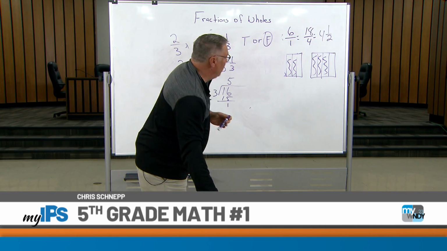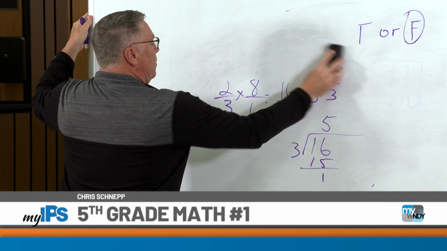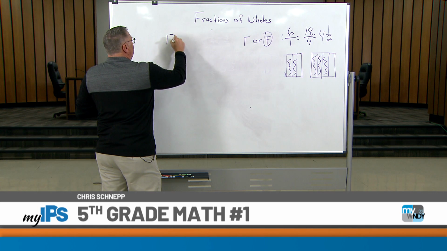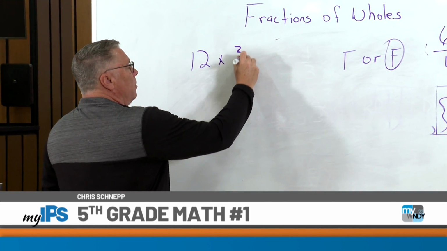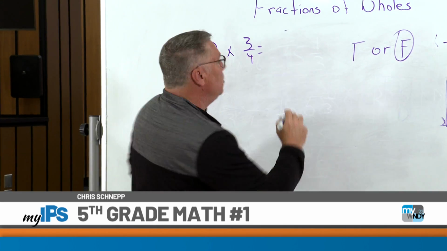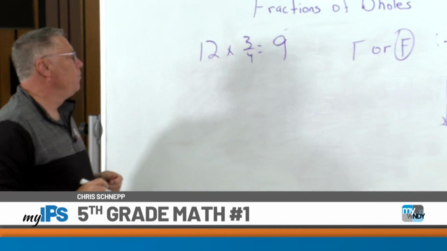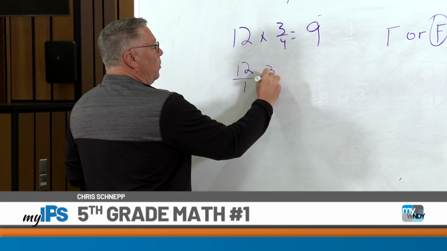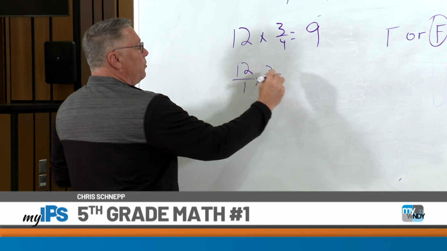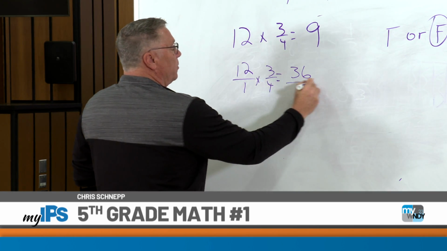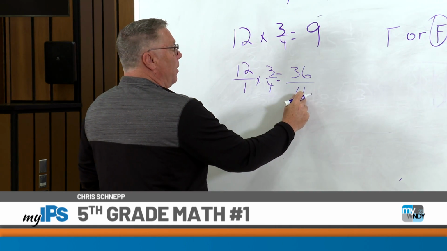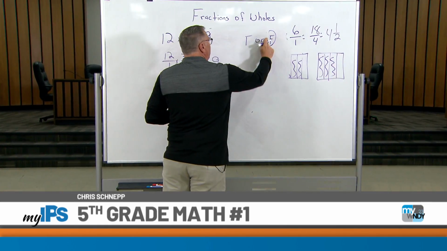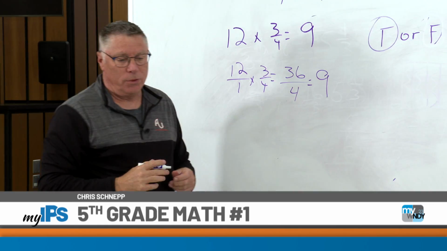All right, let's take a look at one other problem. This one is 12 times 3/4 equals 9. Let's do the same thing. 12 over 1 times 3 over 4. 12 times 3 is 36. 1 times 4 is 4. 36 divided by 4 equals 9. So in this case, that would be true. 12 times 3/4 would be true.